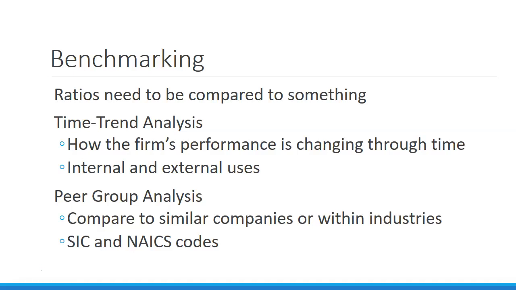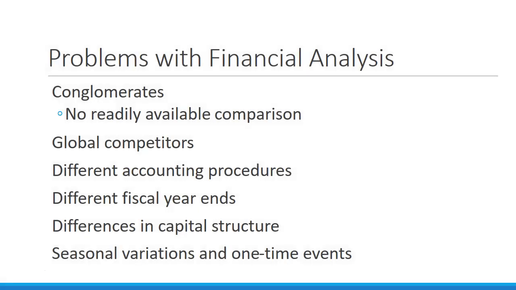Now we know that grocery stores, which Walmart and Target have components of a grocery store within them, are going to have different benchmark comparison than retailers selling clothing or fashion. And so it's sometimes difficult to compare within the same industry. And that brings us to our next slide, which is problems with financial statement analysis.